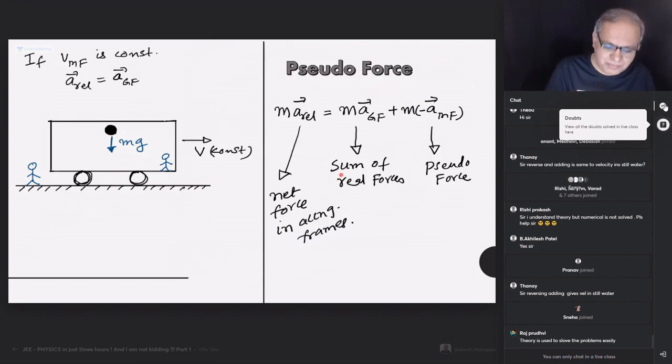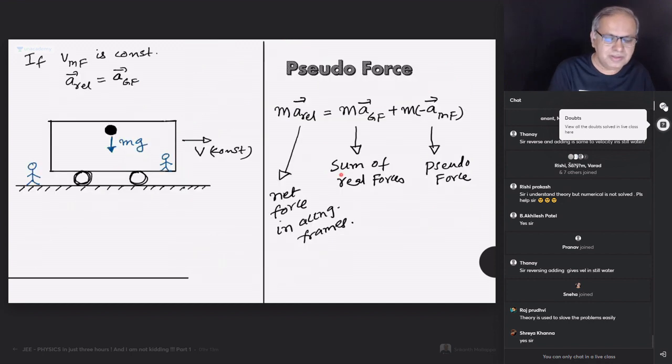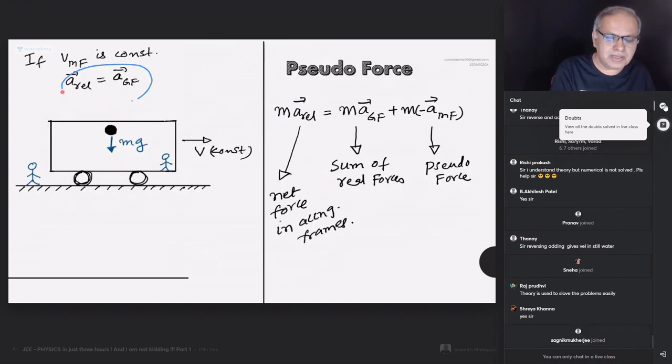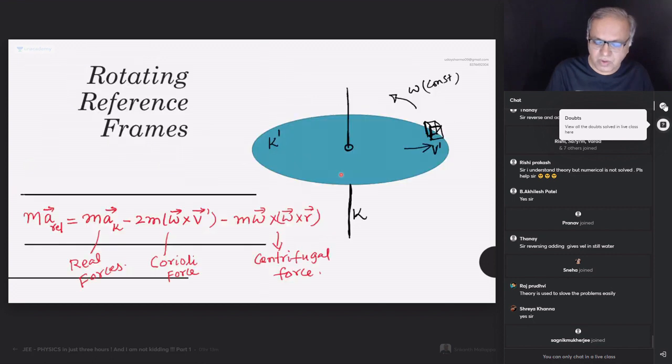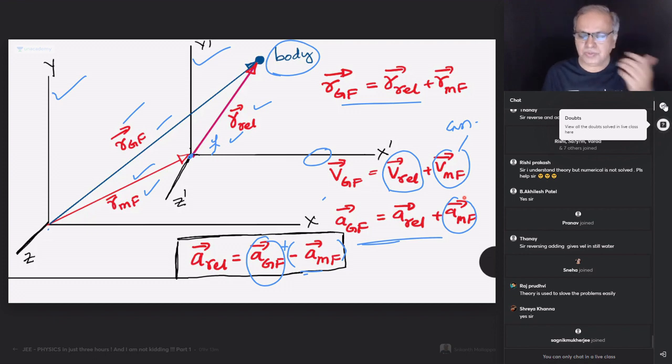Yeah, but remember, if the velocity of the moving frame is constant, if it is not accelerating, A relative equals A with respect to the ground frame. This will go away. Which one? This will go away. If this is constant, this will not be there. That means the acceleration you look at from outside, from the ground, and the acceleration you look at from the frame are one and the same. Theory is used to solve problems easily. Yes, that's correct. Isn't it? So theory has to be understood.